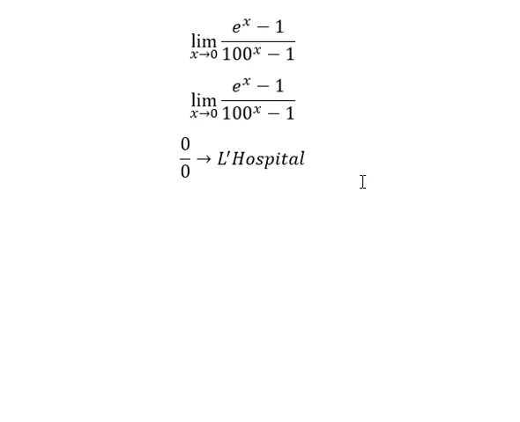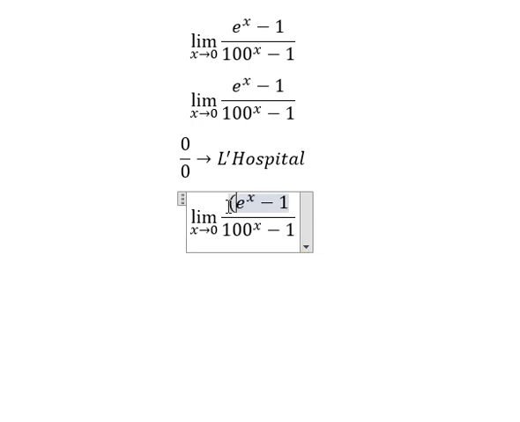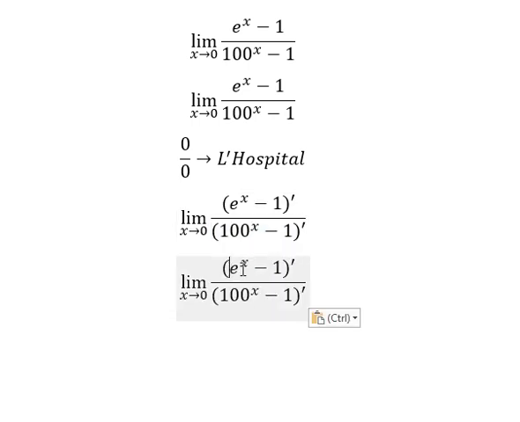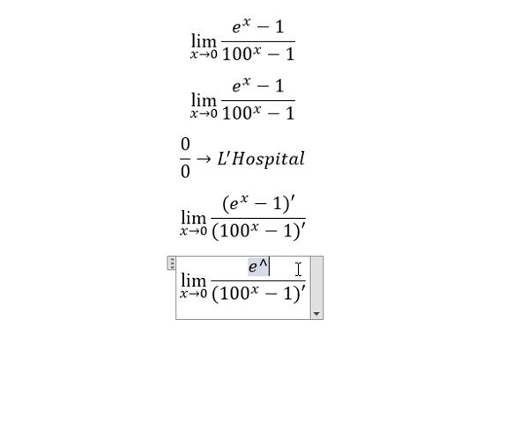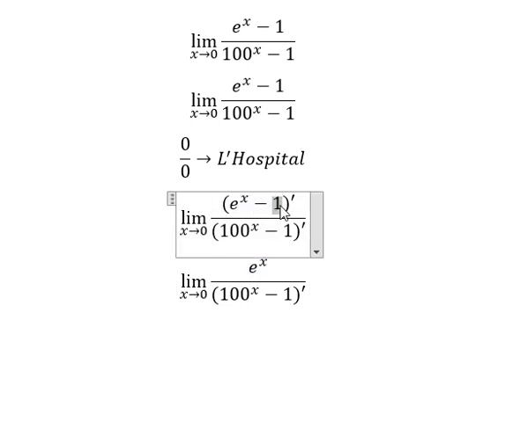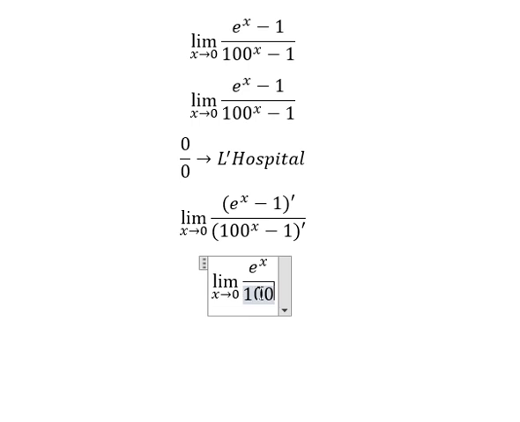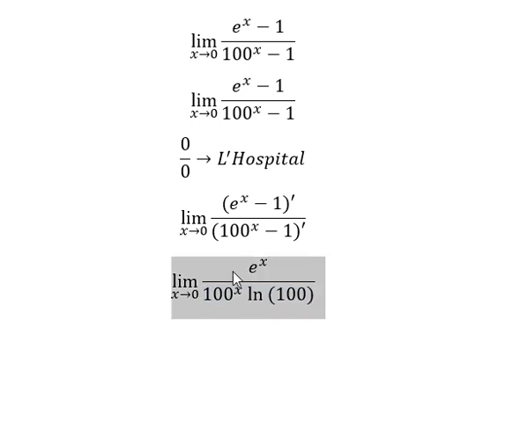That means we need to do first the derivative on the numerator and the denominator. So first the derivative of e to the power of x, that is about e to the power of x. This one, that is about the constant, so you got number 0. This one, that is about 100 to the power of x, ln 100. And now we can put number 0 here and here.